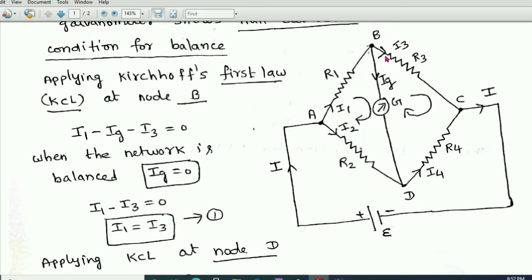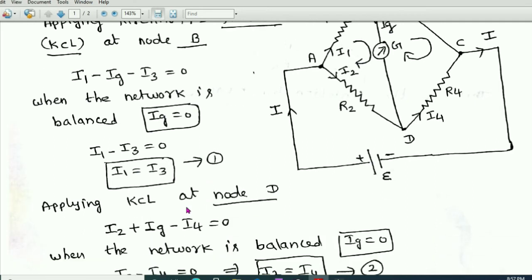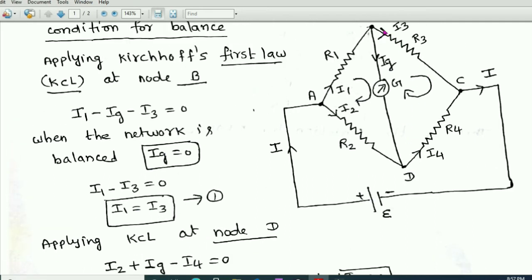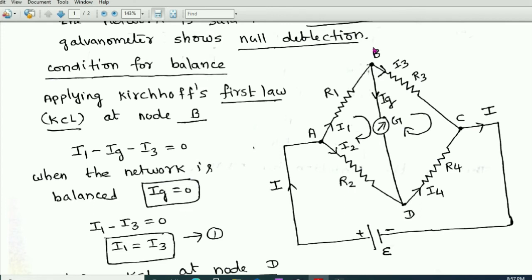Now for applying at point B, we have taken that I1 is moving towards, so plus. Ig is moving away, minus. I3 is also moving away, minus I3. The algebraic sum of the currents meeting at the junction is equal to 0. Balancing condition means Ig is equal to 0. Then we can say I1 minus I3 is equal to 0, so I1 is equal to I3. Now at point B we have applied Kirchhoff's current law, that is Kirchhoff's first law.